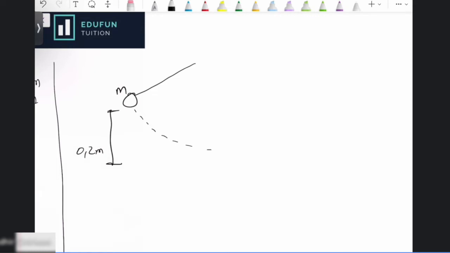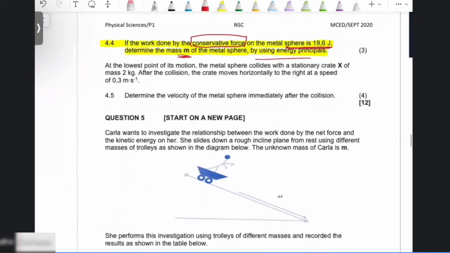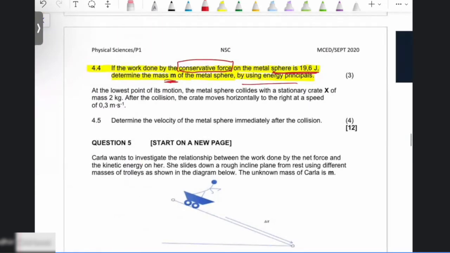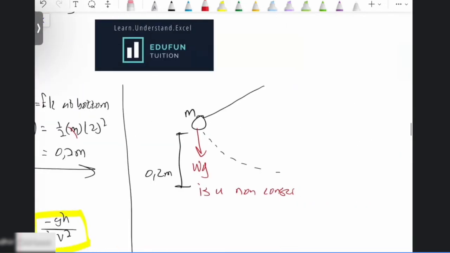Please note that the force of gravity here is a conservative force. So the work done by gravity is conservative. I want to explain, this is a conservative force.